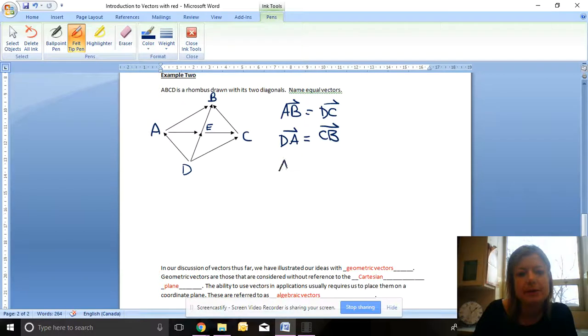Okay, we can also say that AE is equal to EC because we know the diagonals of a rhombus bisect each other. And with that logic, we can see that DE would be equal to EB.